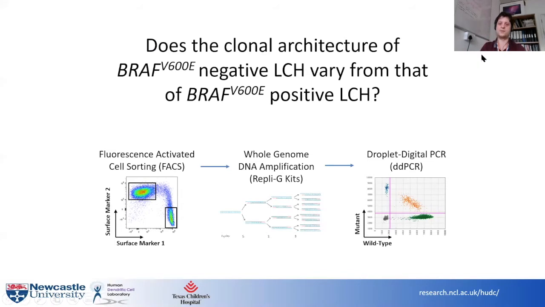So we wanted to see whether the clonal architecture of V600E-negative LCH varies from that of V600E-positive LCH. To do this, I FACS-sorted lots of the different subtypes of PBMC from the peripheral blood, amplified the whole genome using Repli-g kits, and measured different mutations using droplet digital PCR. Slide, please.